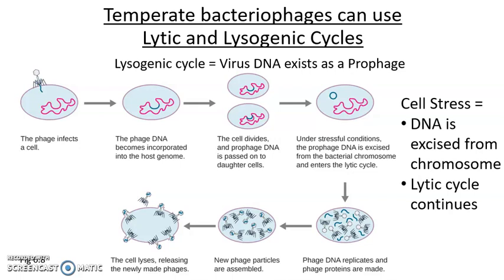And then that piece of DNA that's floating around the cytoplasm is going to behave like your normal virus when it's going through that lytic cycle there. They will go through the biosynthesis, the assembly or maturation phase, and then lyse the cells to release these newly made phages to go on and infect other cells that are out there.